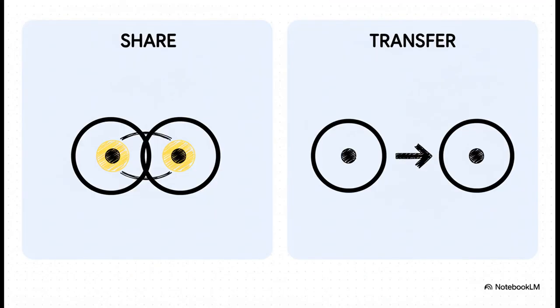And you can see there are really 2 main ways to get to that full shell. On one hand, you have ionic bonds, where one atom literally just gives an electron to another. It's a total transfer. But on the other hand, you have covalent bonds, and that's what we're focused on today, where it is all about sharing. That sharing is what creates all the molecules that make up you, me, and the world around us.